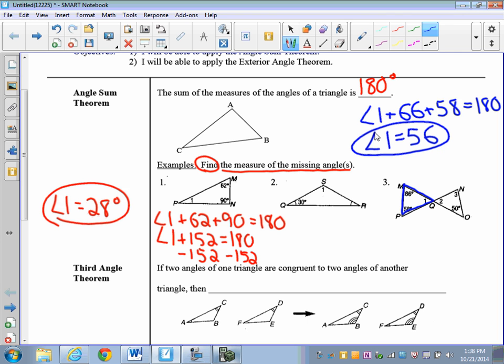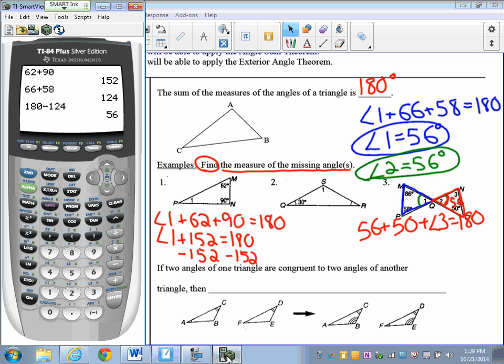I know that angle 2 has to also equal 56. We've talked about vertical angles from the beginning of the year, and we should know by now that vertical angles are congruent. So angle 2 is 56 degrees. And the last angle I'm going to need to find is on this red triangle, triangle QON. I'm going to have 56 plus 50, because remember, I got the 56 from angle 2, plus angle 3 is going to equal 180.